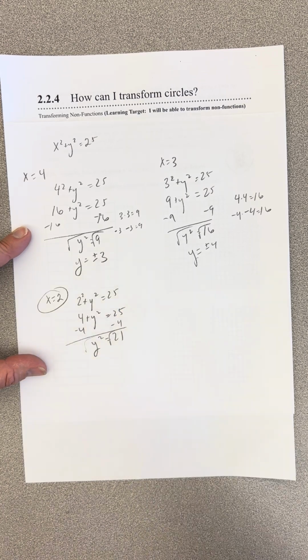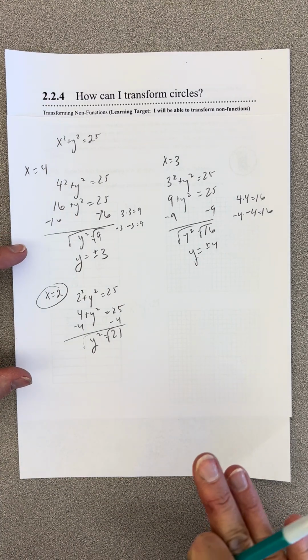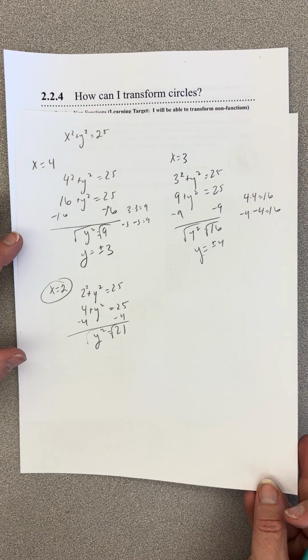If I take the square root of 21, you guys, it does exist. It's like 4 and change, but I don't wanna use that because it's not nice. So I'm not gonna use an input of 2. 2 doesn't seem to be a great one.